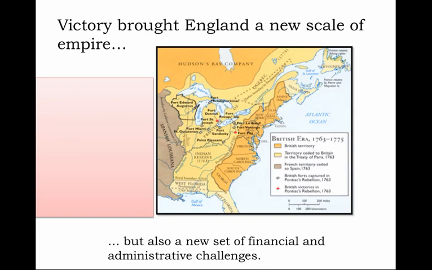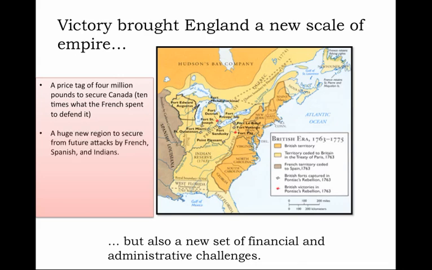Victory brought England a new scale of empire, certainly. As you can see from the map here, from the 13 colonies now, an enormous new territorial empire was added to the British claims as a result of their victory over the French. At a price tag of £4 million to secure Canada, 10 times what the French had spent to defend it, by the way. A huge new region to secure from future attacks by French, Spanish, and Indians.